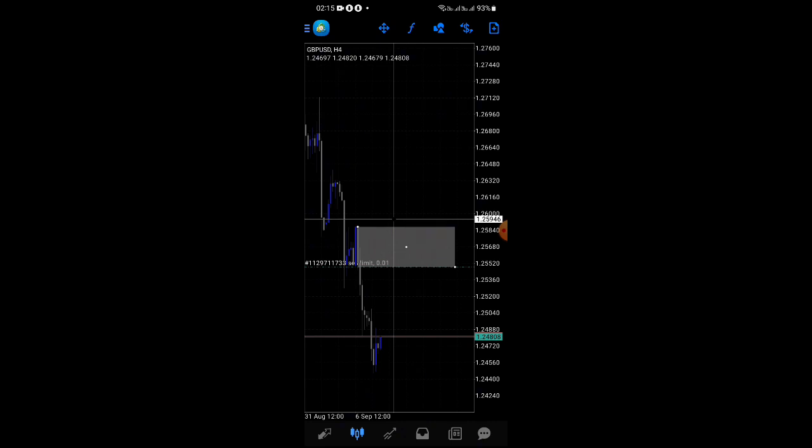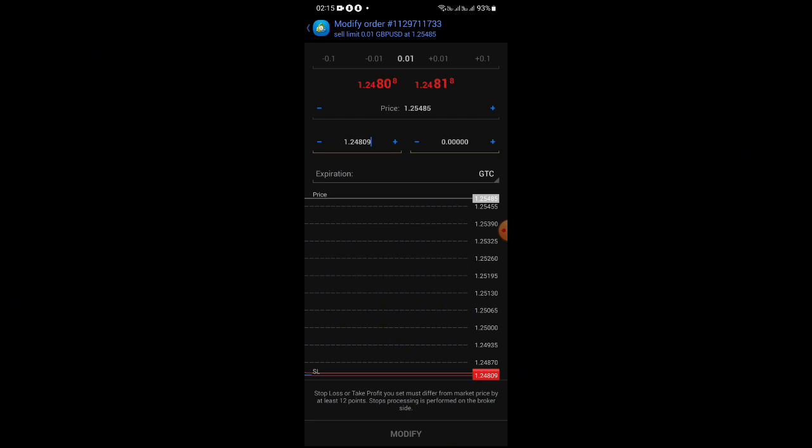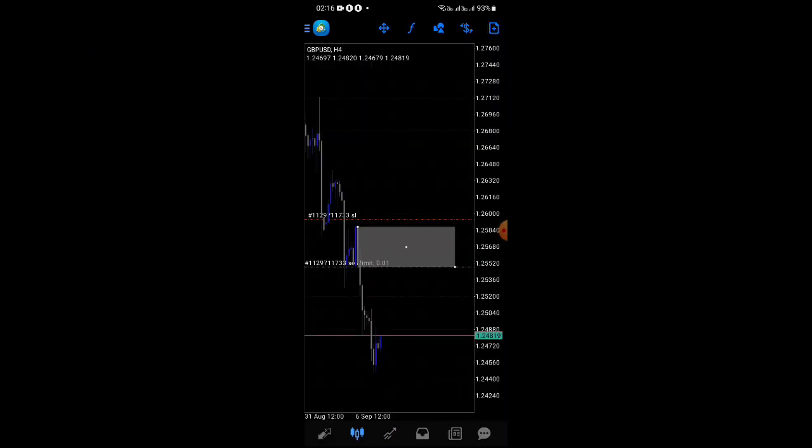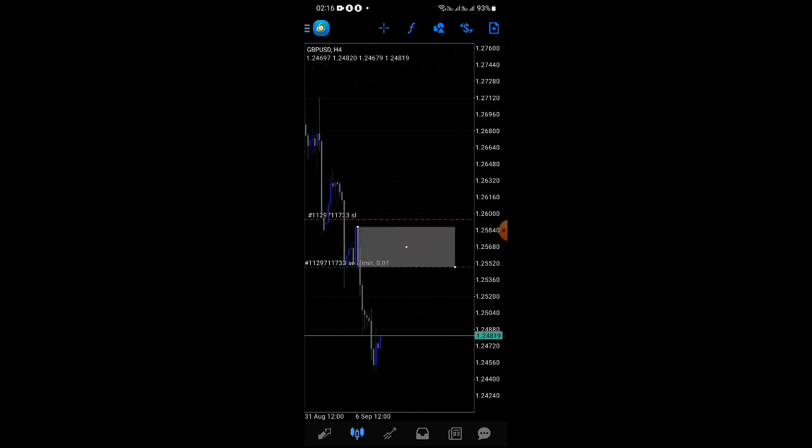So as you can see, our stop loss is going to be on 25.94.6. Placed. As you can see, this is our stop loss. So we are waiting for the market to come to this point and then start selling.